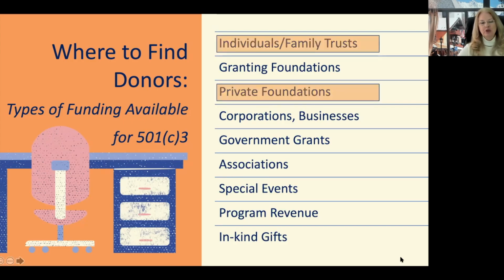All right, the two that we're going to concentrate on are individuals and family trusts and private foundations for you to start with in a new nonprofit. The reason we don't go for granting foundations, which sometimes with our boards, with people, they think, oh, let me just write a grant. That would be so much easier. It's not easier. It takes longer to not only write the grant, but it takes longer to receive money from the grant. And there is so much competition just to go seeking grants. So we're not going to look at those.